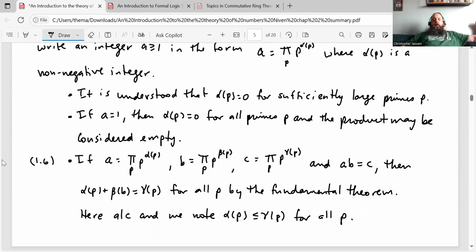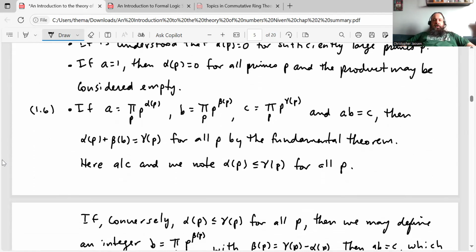If a is 1, then alpha of p is 0 for all primes p, and the product may be considered empty. Right, then we have some formulas here and we're labeling this 1.6 so we can refer back to it. If A is the product that I have written here, B is the product that I have written there, and C is the product I've written there, and A times B is equal to C, then the sum of the powers of the respective primes is equal to the power gamma of P for C for all P. That follows from the fundamental theorem.